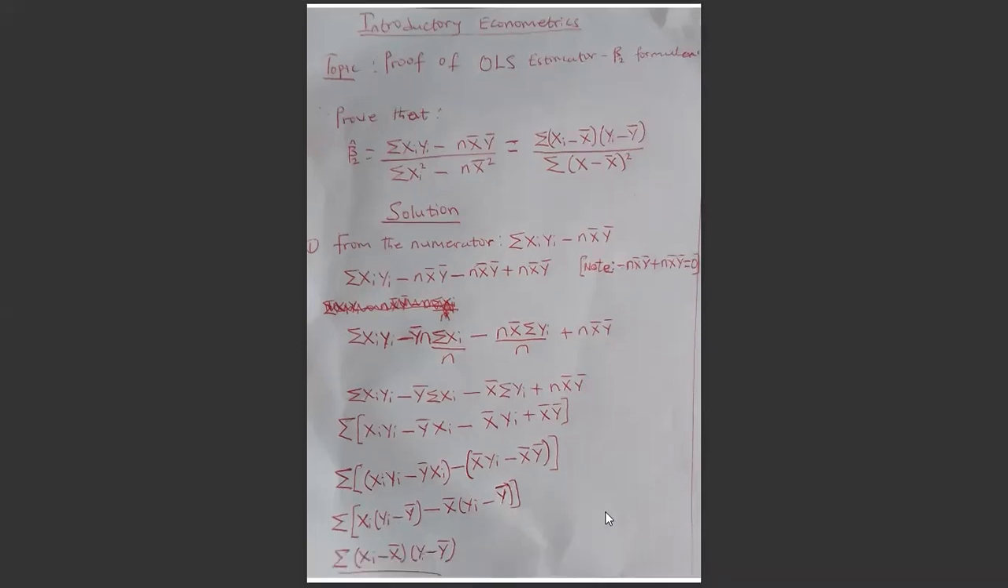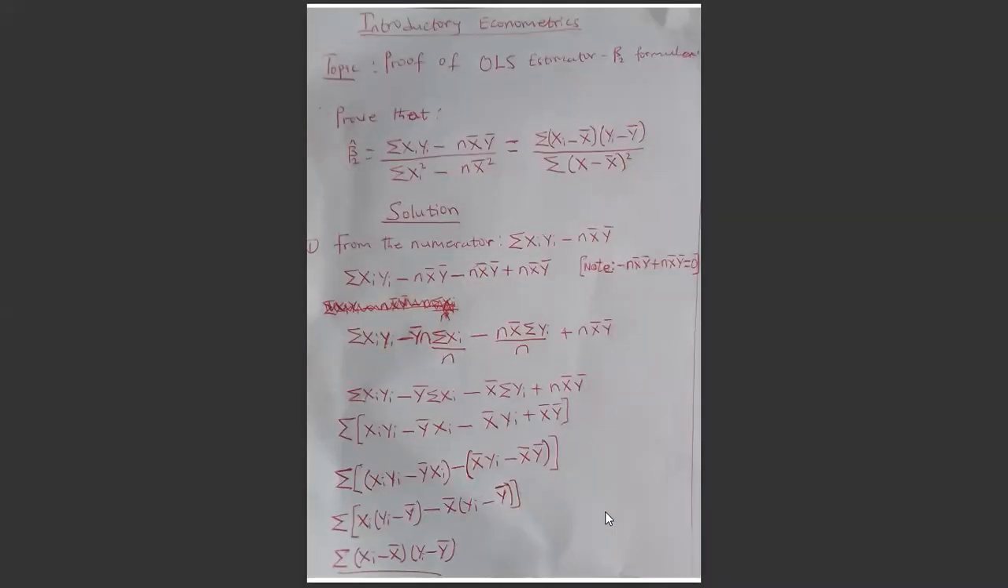So now we can see that summation here, we write the summation here. We now have this x minus x bar here. We close the bracket. We also have y minus y bar here. So we close the bracket. So that is for the numerator.